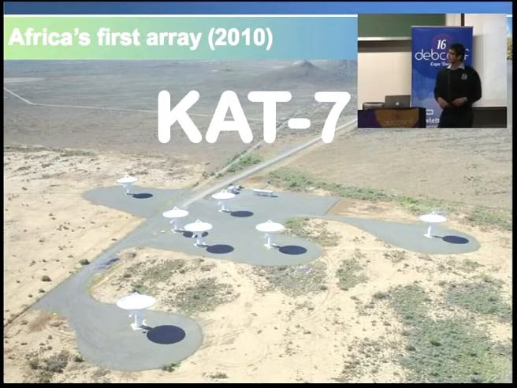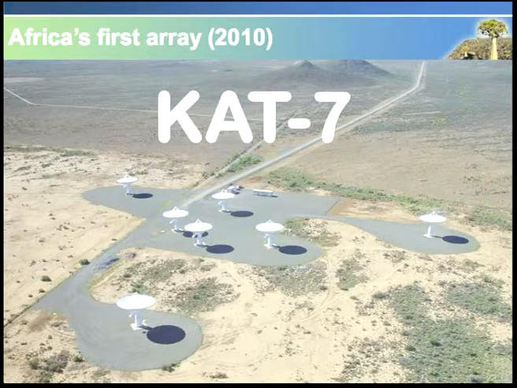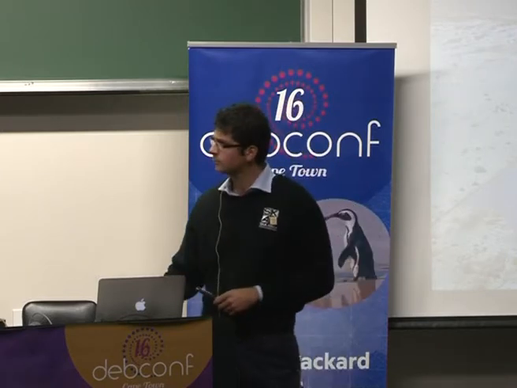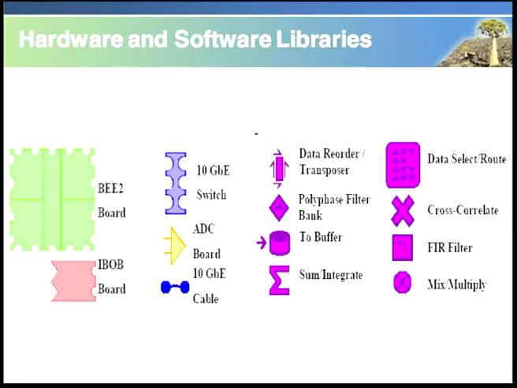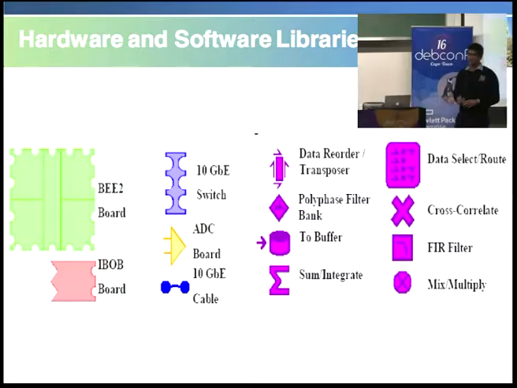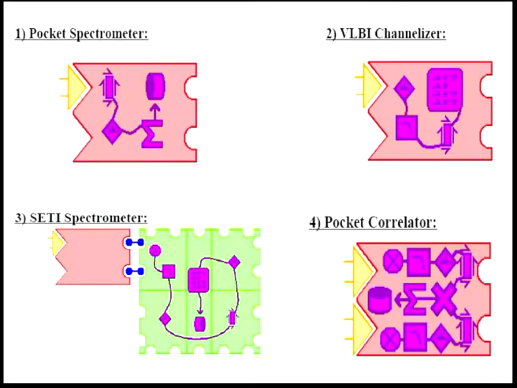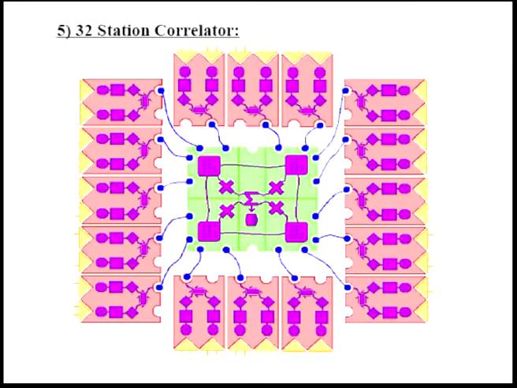So when we came to building KAT-7, which was deployed in 2010, we started with a bit of a clean sheet. We said, okay, there are all these other ways of doing these things. If we were to do it now from scratch, given our current technology, how can we do this? What's the best way to go about it? And one of the concepts was to have building blocks that you can clip together to build different types of instruments, because you do different science with these telescopes, and to scale the system dynamically by just adding more and more hardware. So you could build pocket spectrometers and channelizers and all sorts of different things all out of these same building blocks just by connecting them up differently. And when you run out of space on one board, you can connect multiple boards together.